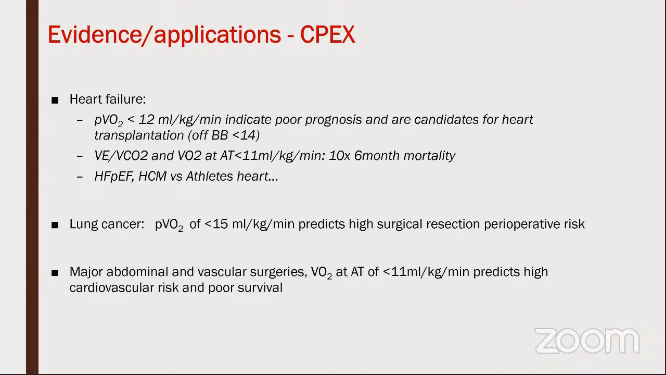So for example, if you have got a peak VO2 of less than 12, or on beta blockers less than 14, and there is no improvement on optimal medical therapy, then this indicates very poor prognosis, and these patients should be considered for heart transplant. We know if the VE/VCO2 slope is high and the VO2 at anaerobic threshold is low, this can increase your mortality significantly.